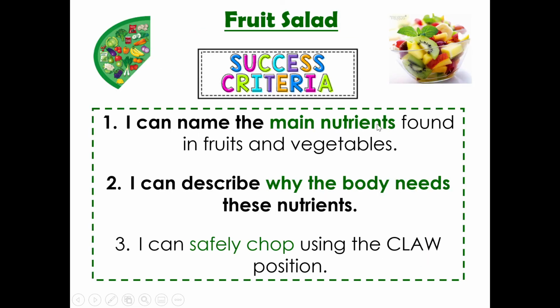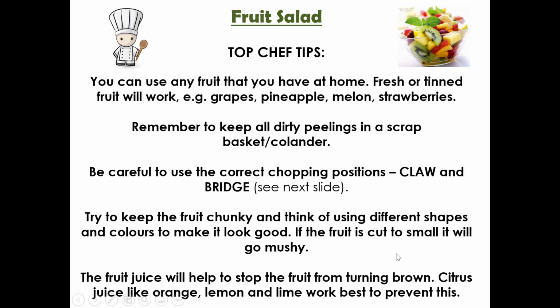And then in terms of your success criteria, we've already named the main nutrients we get from our fruit and vegetables. Okay, we get our vitamins and minerals, we get fibre and we get water. We can describe why the body needs these nutrients. Okay, so we've gone over that. And then in terms of the fruit salad, you need to safely chop using the claw position. So we'll go over that in a second.